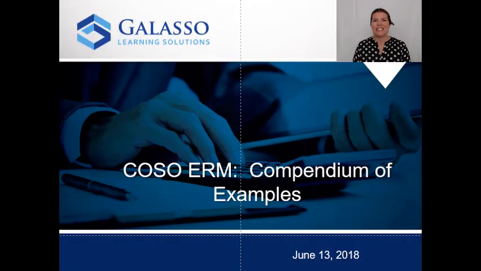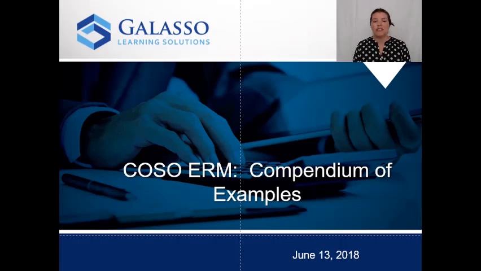My name is Melissa Galasso, and I'm here today to talk to you about an appendix that has been issued related to COSO ERM. As a reminder, COSO, the Committee of Sponsoring Organizations, has issued many documents over time. Probably you're most familiar with their COSO internal control framework that's used around the globe, and that was updated in 2013. Well, COSO originally issued their ERM framework in 2004, and in June of 2017, they updated it, very similar to the update they performed for COSO internal controls.